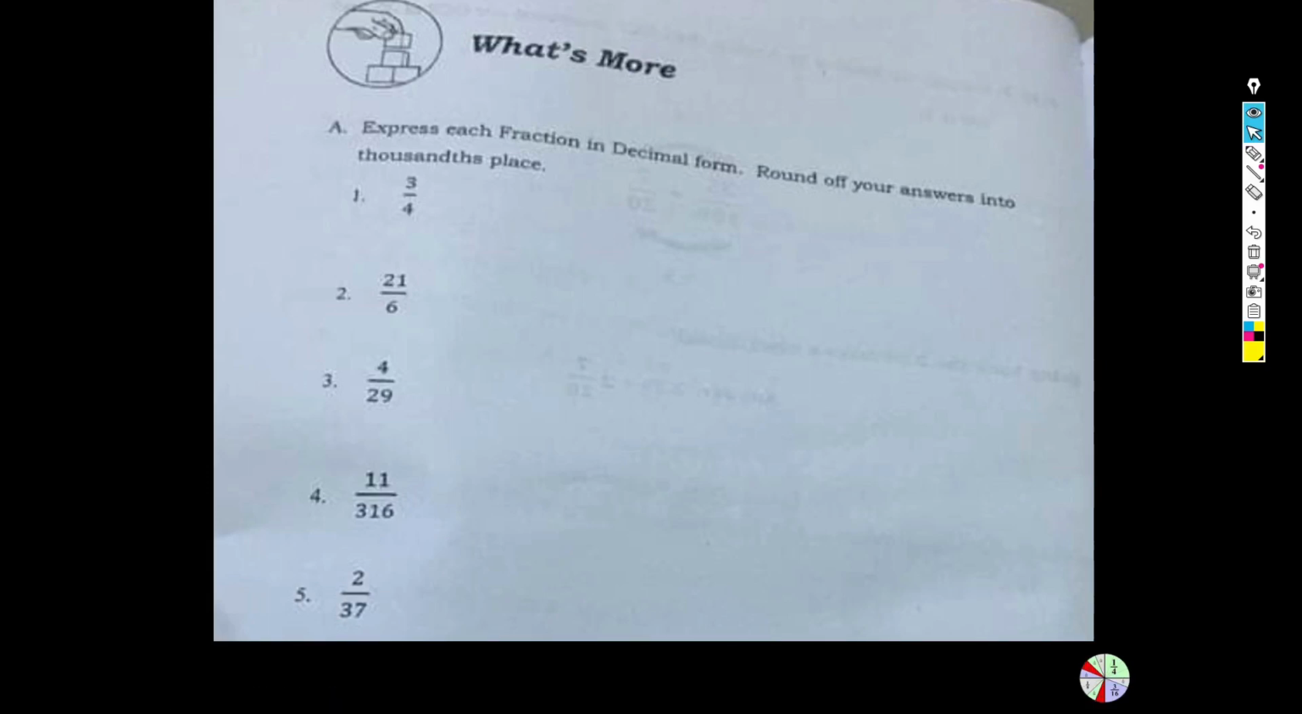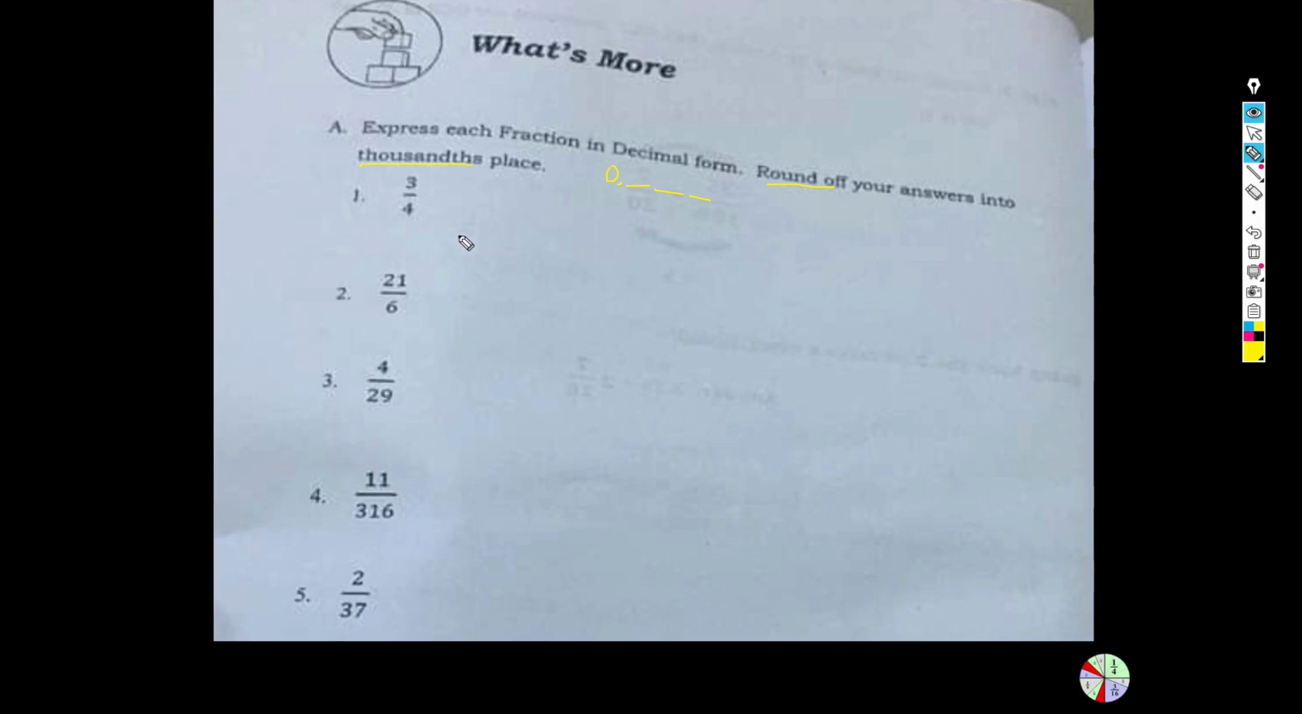What's more? Letter A. Express each fraction in decimal form. Round off your answers into thousandths place. Thousandths place. There should be 3 decimal places. 0, point, and then 1, 2, 3 decimal places. That should be the answer because you have to round off into thousandths place. So the answer should be 3 decimal places after the decimal point. Okay? If the answer has more than 3 decimal places, you need to round it off to thousandths place.